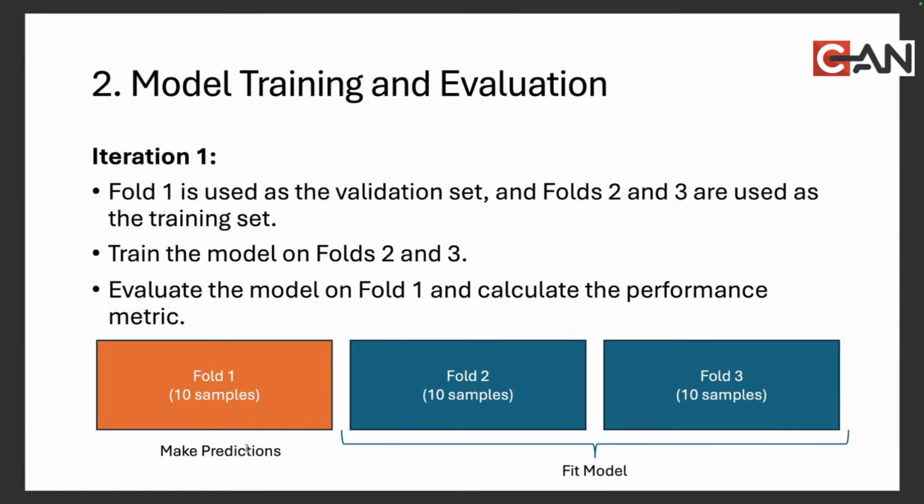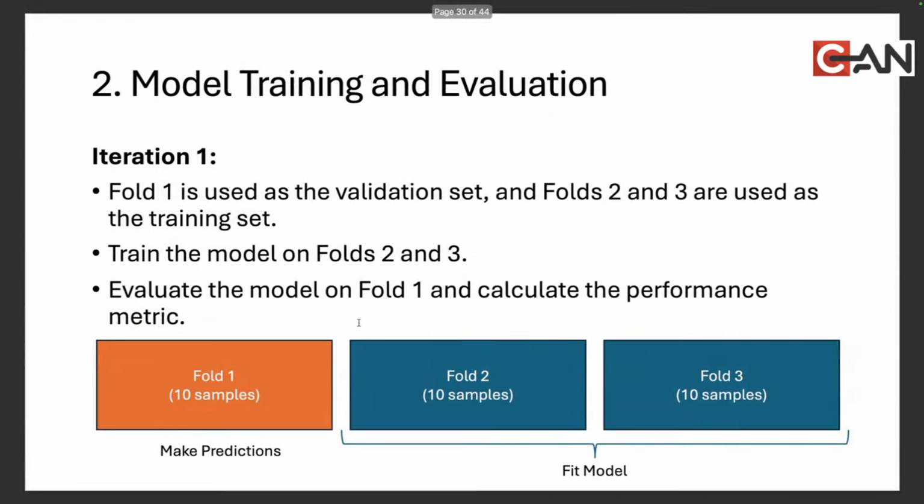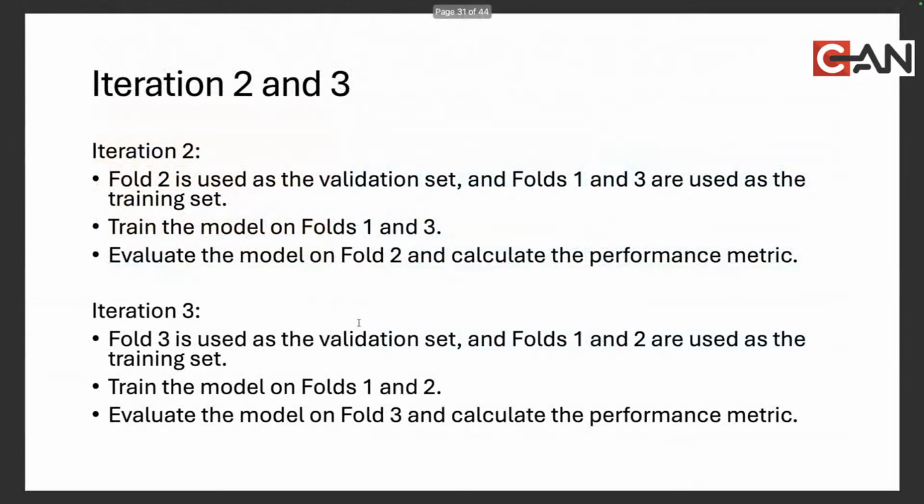On the second and third fold, we're going to combine those 10 and 10 samples to be 20 samples. We're going to train and fit a model, and then we're going to make predictions. We're going to say model.predict on this third fold. We're going to do that each time for all of our folds.